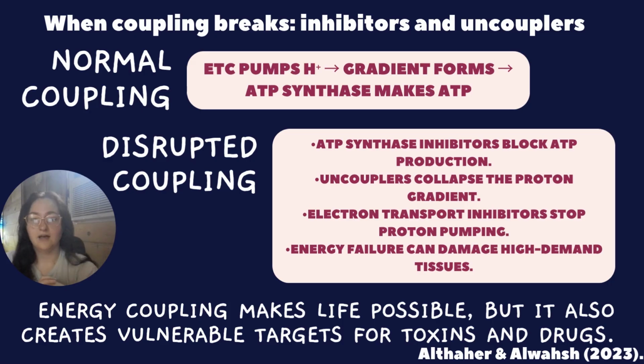An important component to the lesson on energy coupling is that it's not perfect or seamless. Coupling can be broken. It can be done by inhibitors and uncouplers. In a normal coupling, ETC pumps hydronium, the gradient will form, and ATP synthase will make ATP. But in disrupted coupling, ATP synthase inhibitors will block ATP production. The uncouplers will collapse the proton gradient. Electron transport inhibitors could stop proton pumping, or energy failure can damage those high demand tissues.